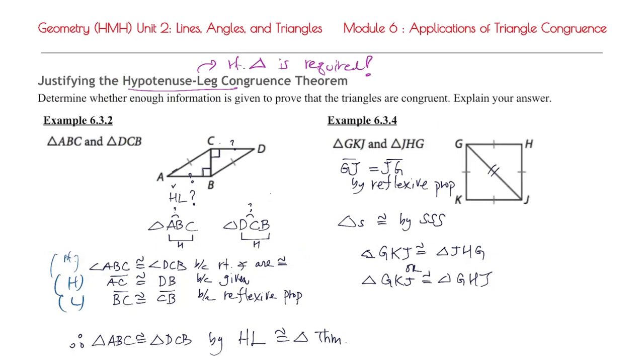And then it showed that AC and BD are equal to each other. That was given to us. That was the hypotenuse, H. And BC is congruent to CB by the reflexive property, and that's the leg of the right triangle. Hence, triangle ABC is congruent to triangle DCB by HL congruent triangle theorem, or triangle congruence theorem. Either one is okay. Now the hard part, I think, is for you to set the correspondence.